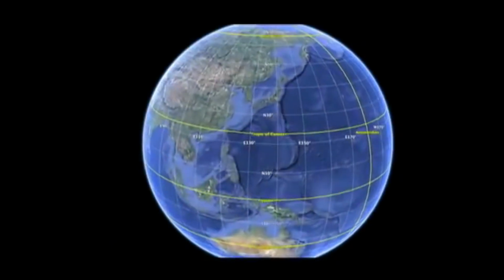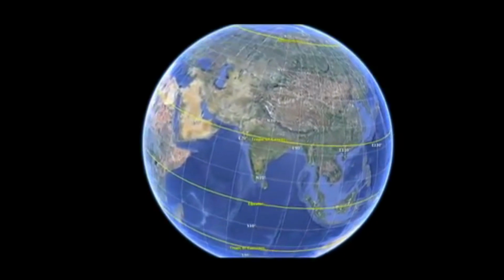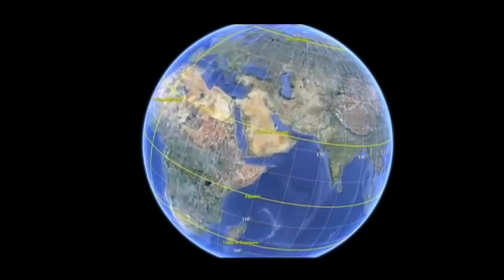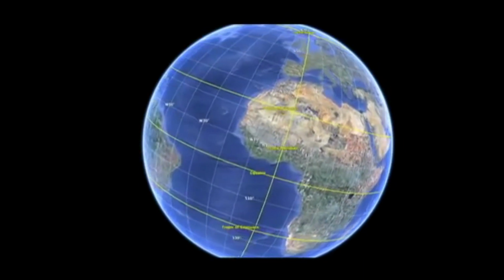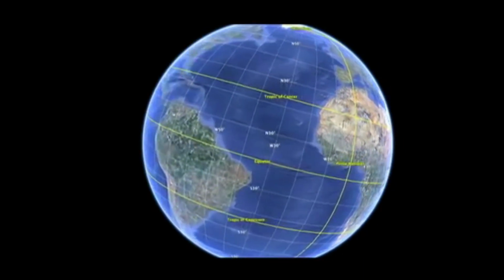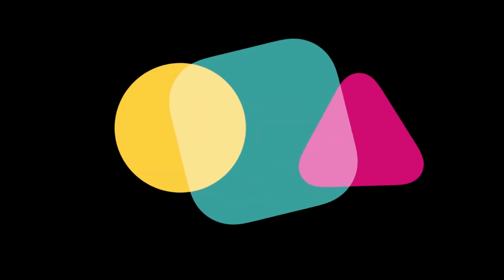Parallels of latitude and meridians of longitude form an invisible grid over the Earth. This grid is measured in degrees, minutes, and seconds and allows us to pinpoint any location on the face of the Earth.